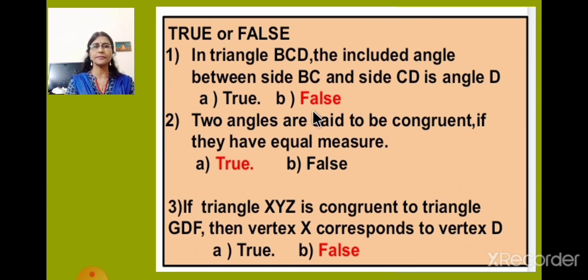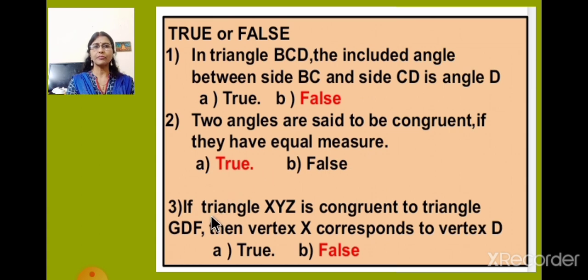Answer is false. Now next is, two angles are said to be congruent if they have equal measure. So this we have learned. Two angles are said to be congruent when they are of same measure. So here you will select A option, which is true.